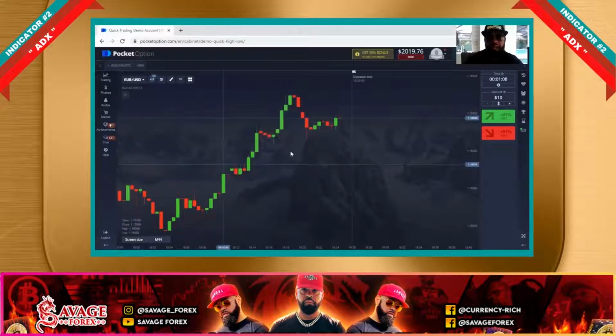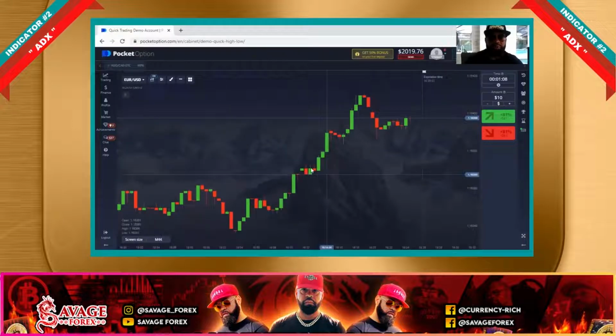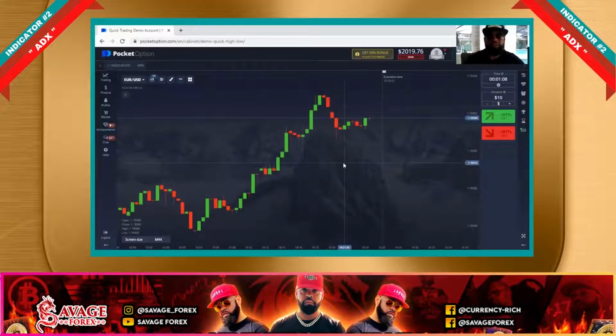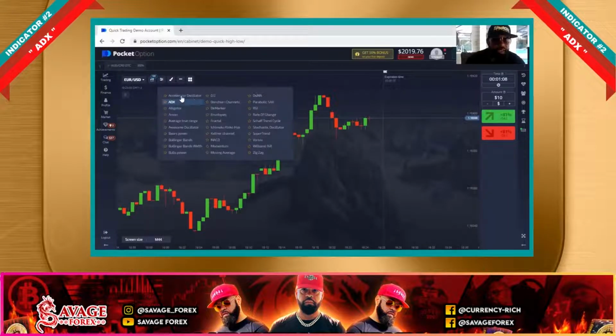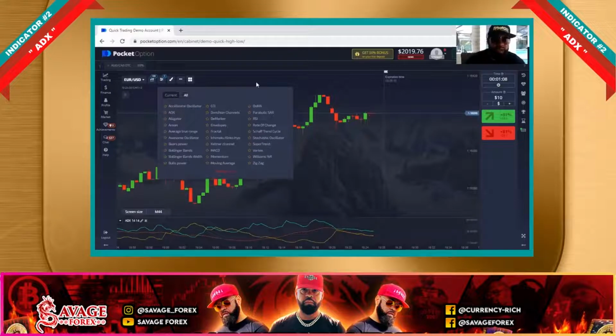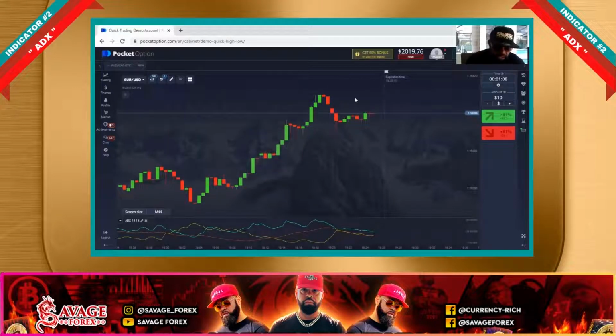And if you see here, we got like a straight little bull run going on. Not a bull run, but within the chart itself, right? So let's just pick any indicator. So before we pick the accelerator, oscillator, so we're just gonna go with ADX. I don't even know what half of these things are. It really doesn't matter. It just gives you a visual of price action.